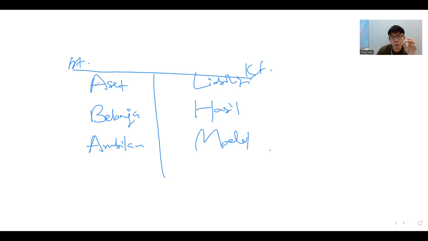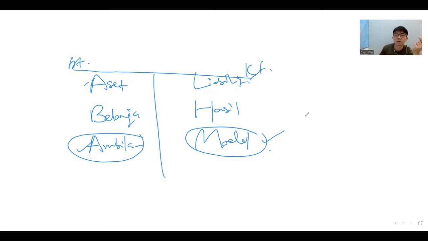Therefore, just now you saw when you beli asset, you debit the asset. When you are the ambilan, you debit ambilan. You see, so you refer back what you have done. Okay, the ambilan is in the debit. While when kita menambahkan, okay, menambah modal atau membawa masuk, kita go and credit the modal. That's why the modal is in the credit side.